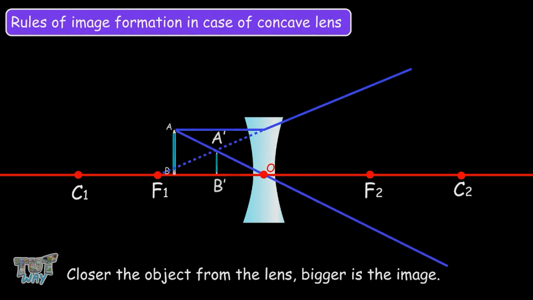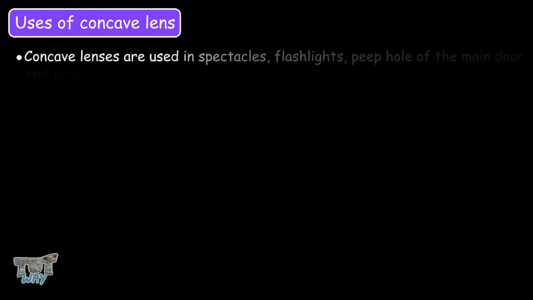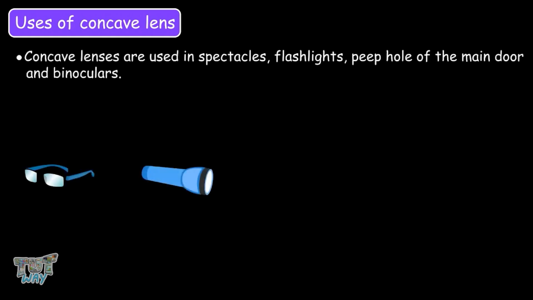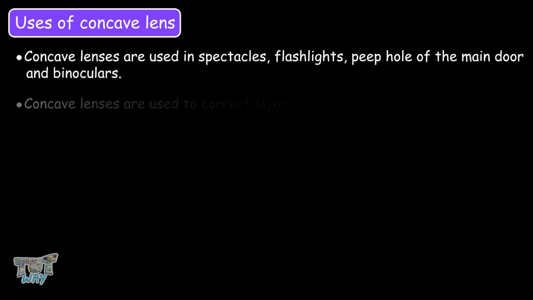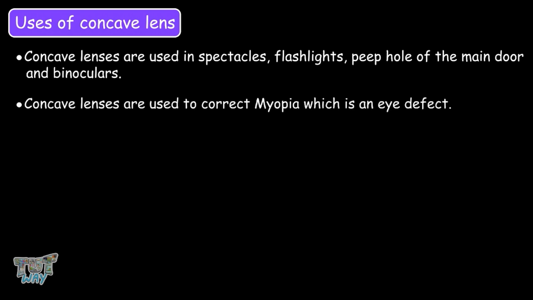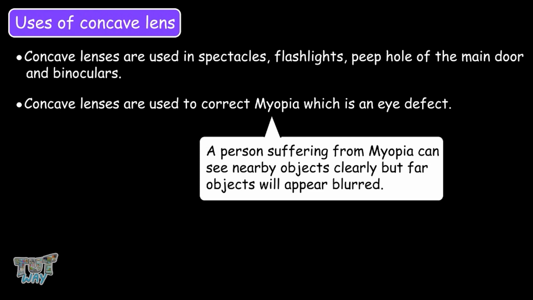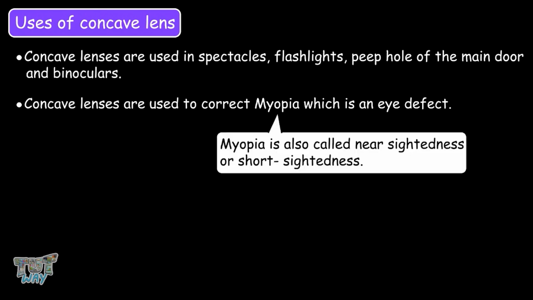Now, let's discuss the uses of a concave lens. Concave lenses are used in spectacles, flashlights, the peephole of a main door, and finally binoculars. Concave lenses are also used to correct myopia, which is an eye defect. A person suffering from myopia can see nearby objects clearly, but faraway objects are blurry. Myopia is also called nearsightedness or short-sightedness.